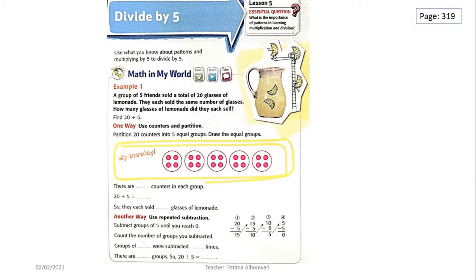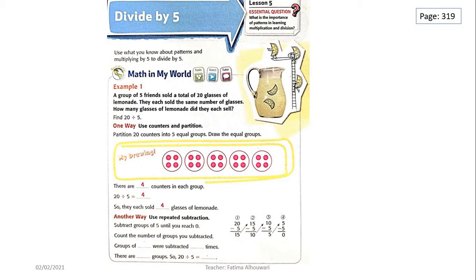So, how many glasses of lemonade did they each sell? Yes, 4 glasses. Excellent, grade 3. So there are 4 counters in each group. 20 divided by 5 equals 4. So they each sold 4 glasses of lemonade.